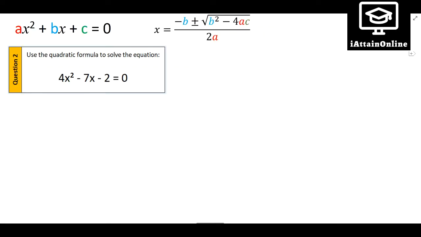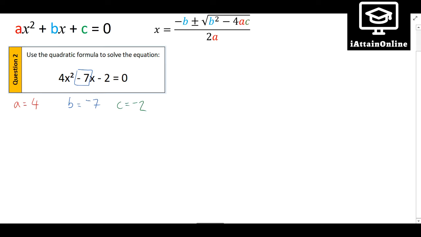Okay, next example. It looks very similar, but watch out for the negatives. So you're going to start off exactly the same way. Does it equal 0? Yes, it equals 0. Do I have the x squares, then the x's, then the numbers? I do, so I'm all good to go. So I can write a equals, the coefficient of x squared is 4. B equals, the coefficient of x is negative 7. Please include the sign that goes before it as well. And then C is equal to negative 2.